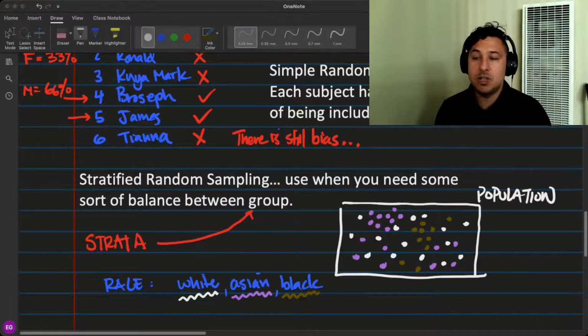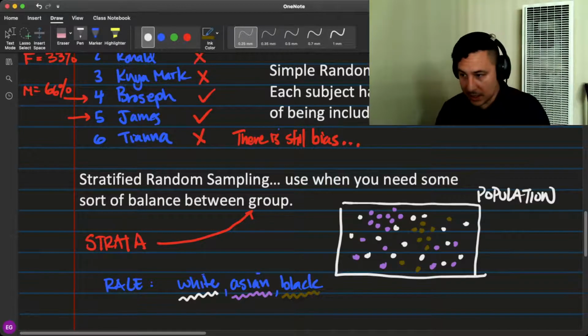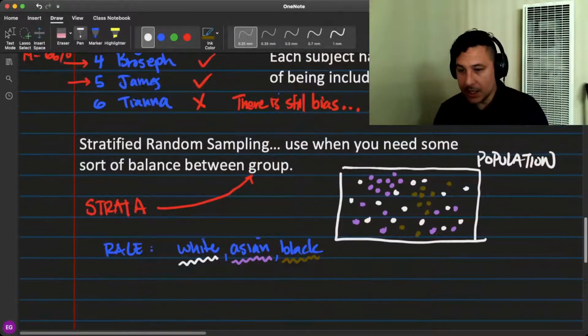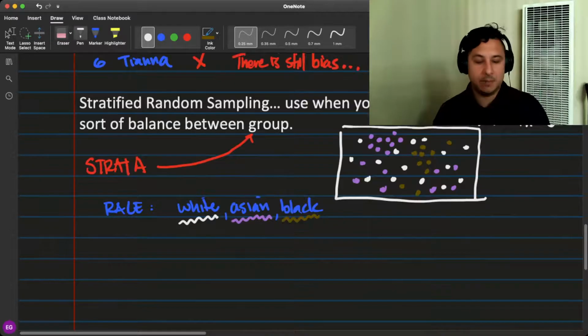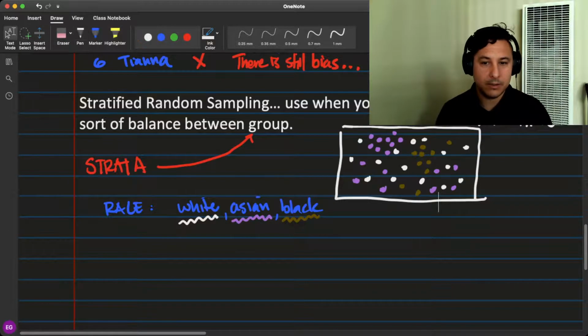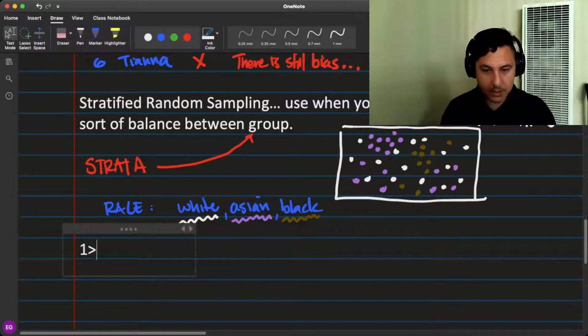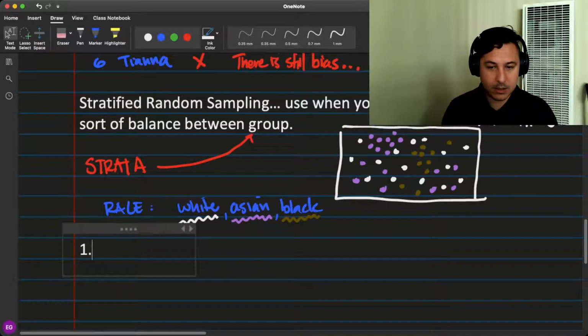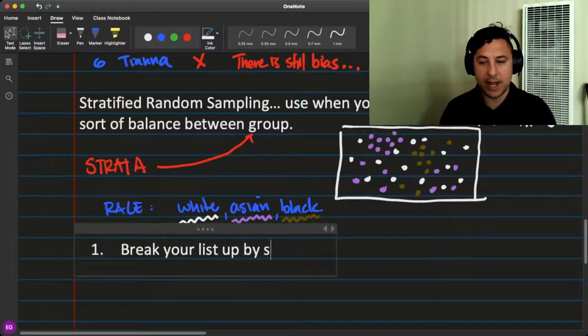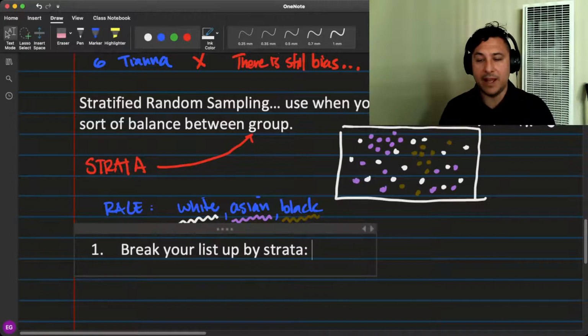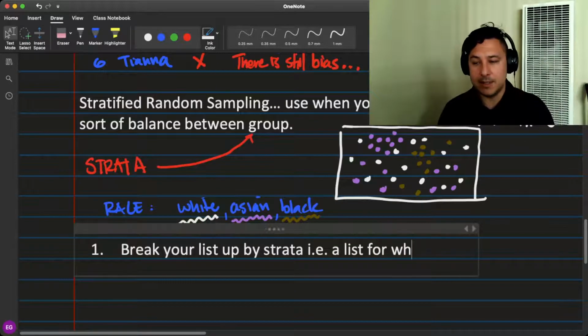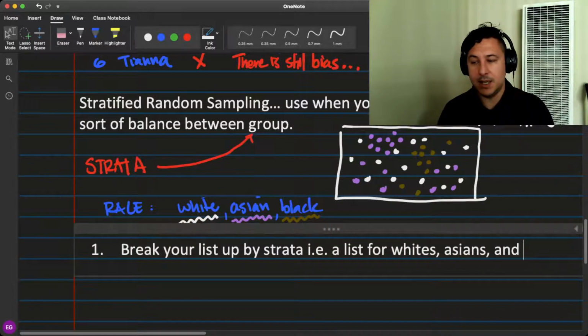So to do a stratified sample, what you would do is you would first look at all. So you would break your list up by strata. So step 1: break your list up by strata. So you would have 3 separate lists, i.e. a list for whites, Asians, and blacks.